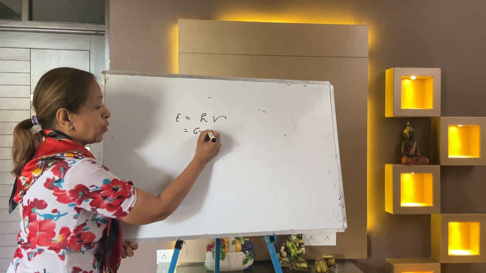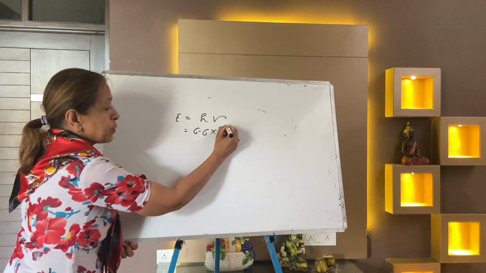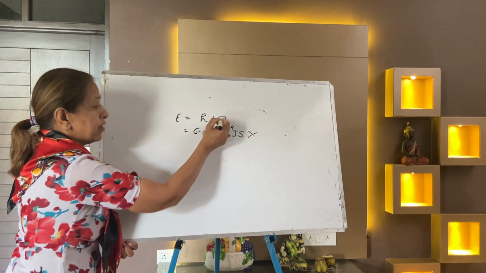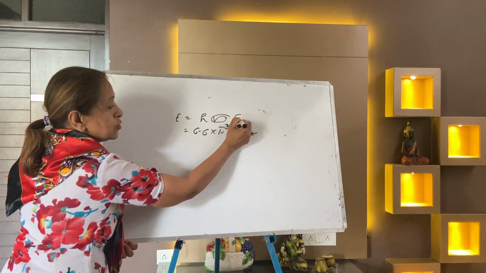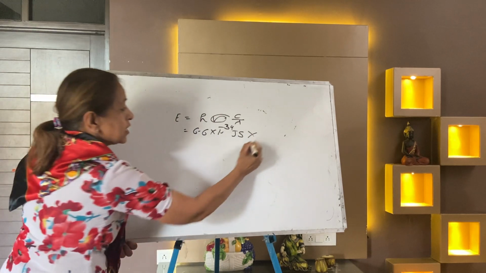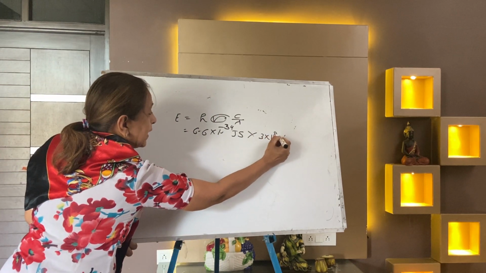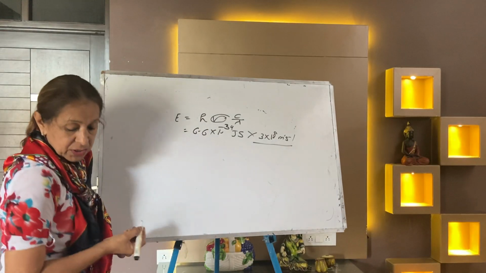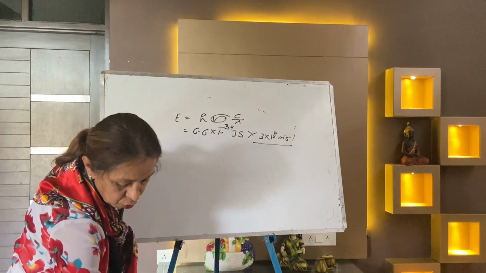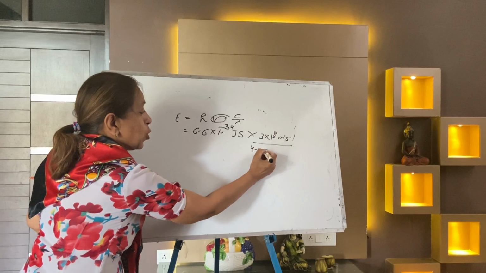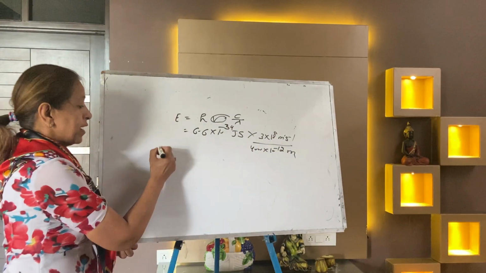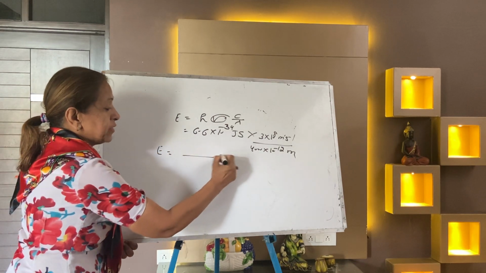So h is 6.6 into 10 raised to power minus 34 joule second, and nu is not given. Lambda is given, so nu is equal to c by lambda. C is 3 into 10 raised to power 8 meter per second, and lambda is given in picometer. It is 4,000 picometer. So 4,000 pico means 10 raised to power minus 12 meters. In this way you can calculate the energy, which will come in joule.